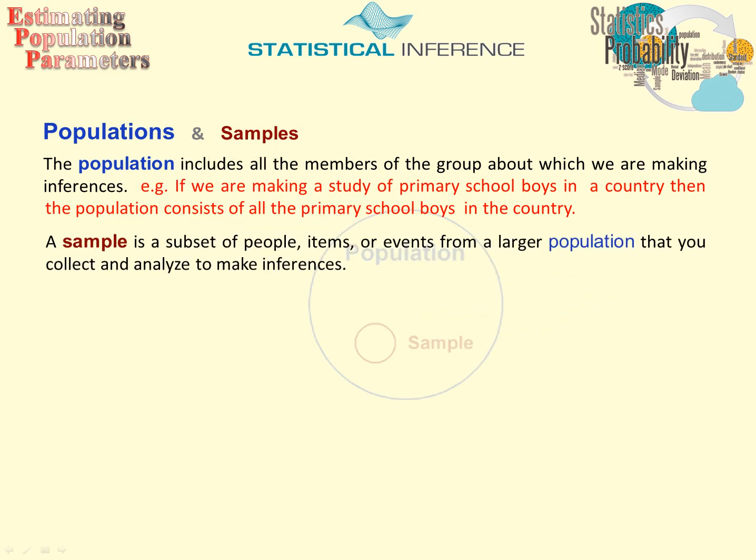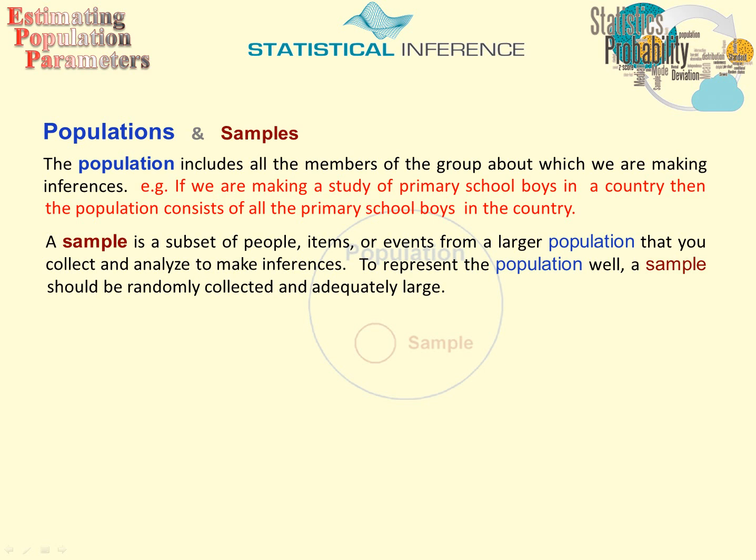A sample is a subset of people, items, or events from the larger population that you collect and analyze to make inferences. And of course you have to choose it randomly, and that's fairly complex and takes quite a bit of qualification and experience, because when you do a study with research and conclusions, there are very critical eyes looking at it to see whether in fact they are relevant and whether they are significant. To represent the population well, a sample should be randomly collected and adequately large, and perhaps a number of samples.